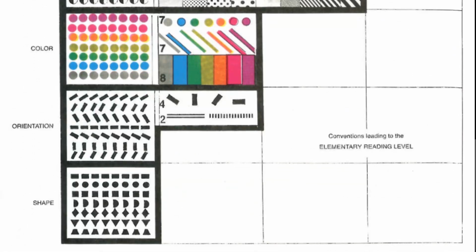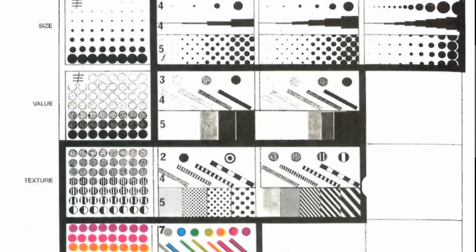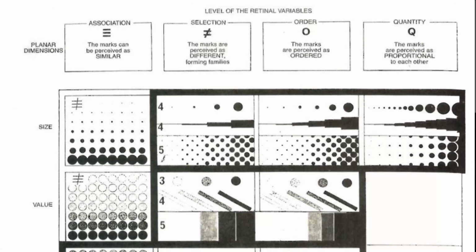We have size, value, texture, color, orientation, and shape, okay? Now, for each one of these things, they can portray certain parts of information better than others. And this is all depending on how we want to perceive this, right? So if we're looking at a bunch of circles, let's say, and we want to associate them or try and group them by which ones are similar to each other, size is not a good fit.